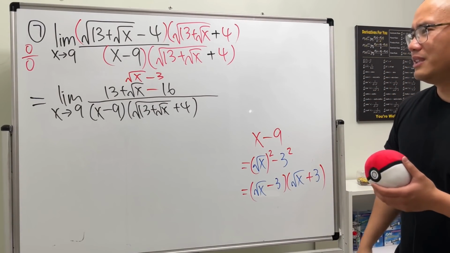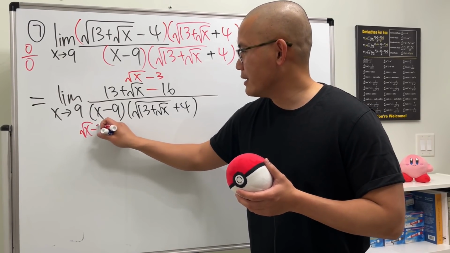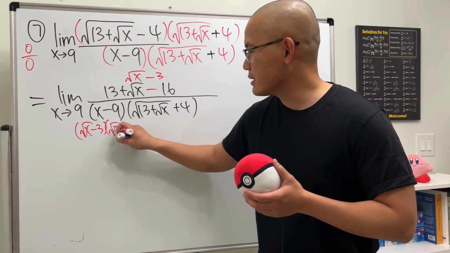So let's actually just do it here. Yeah, do it this way. So right here, I will put it as square root of x minus 3 times square root of x plus 3.